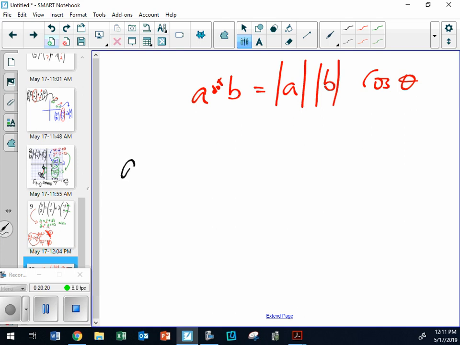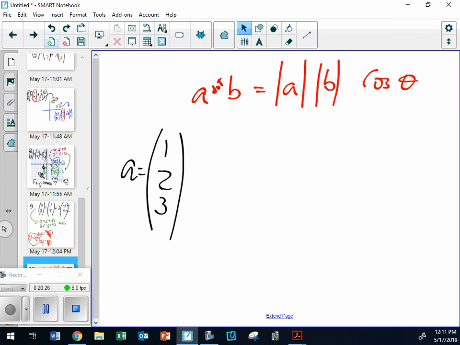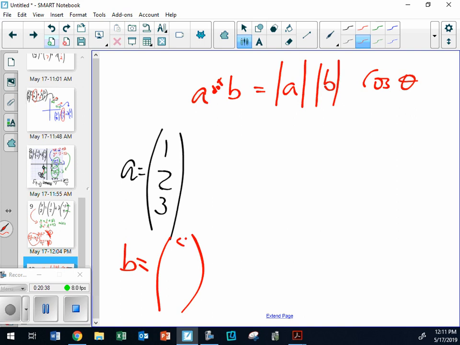Let's say A is 1, 2, 3. It's as easy as 1, 2, 3. We'll make B do, re, and mi. No, can't do that. We can make B, how about 4, 5? We got to have one number, -6. So let's find the angle between those two.